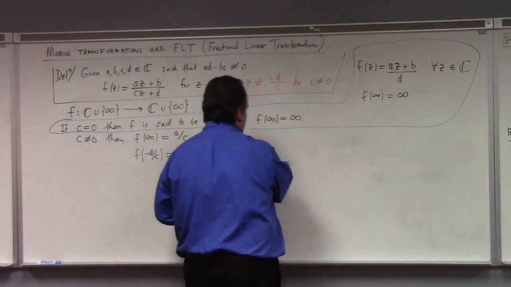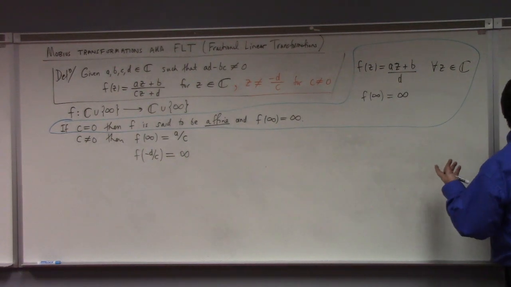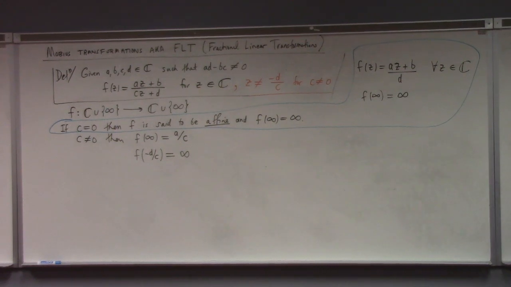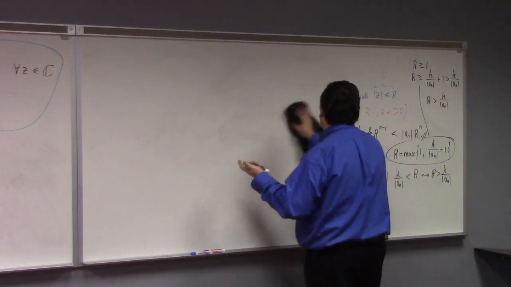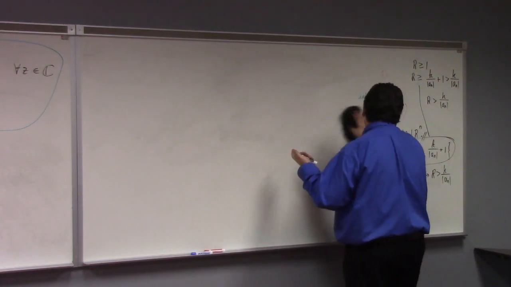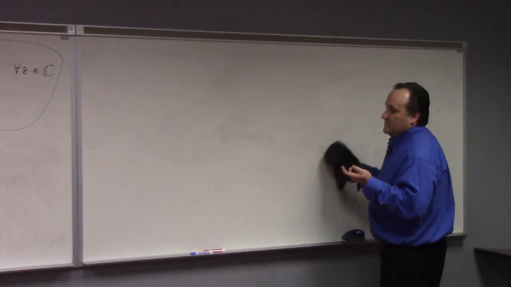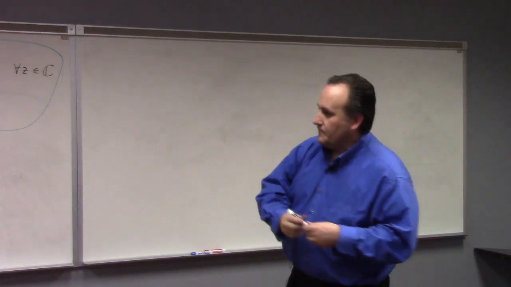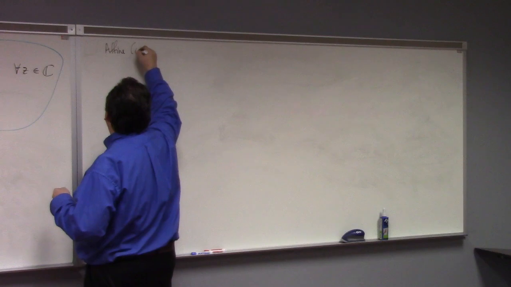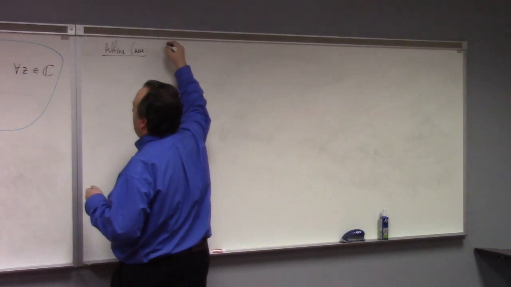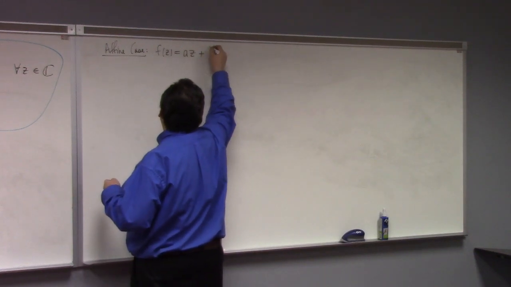So if c is equal to 0, we're in the affine case. In other words, what are we looking at? az plus b. Well, that's a pretty easy function to think about, isn't it? What is az plus b? So in the affine case, we have f of z equals az plus b.